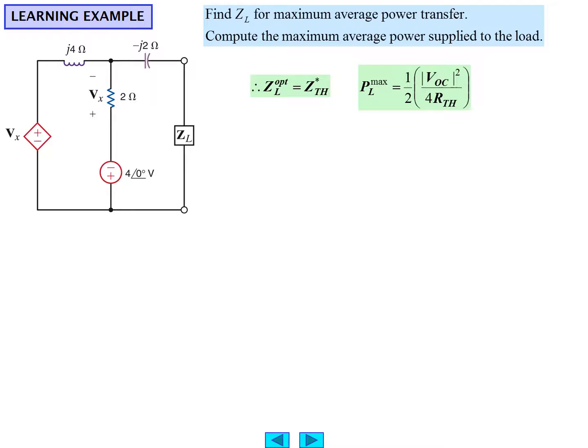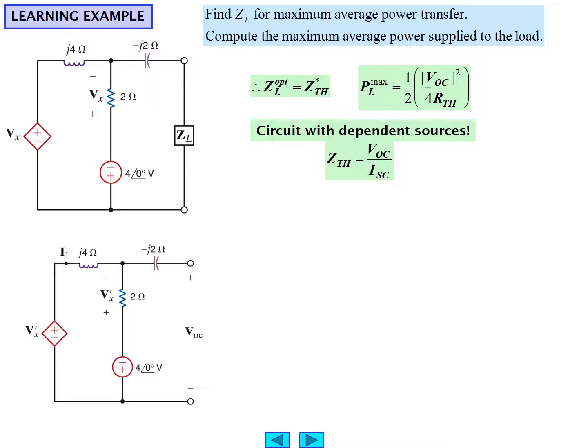Well, we do know that ZL optimum is ZTH conjugate, and we do know how to find the power transfer also. So our task is to reduce the network to its Thevenin equivalent form. But this time we have a circuit with a dependent source, and in that case we need to find ZTH as the ratio of the open circuit voltage to the short circuit current. And that's because there is a dependent source. When there are dependent sources, this must be done in this particular manner. So in this case, let's find the open circuit voltage for this particular network.